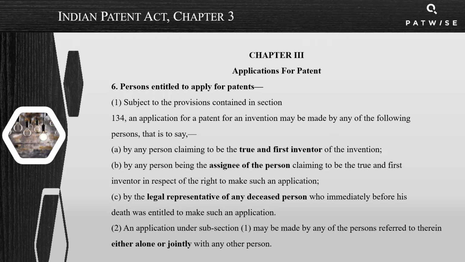Third is a legal representative of any deceased inventor or a deceased assignee. So before his death, if he has assigned his rights to his legal representative, then the legal representative can also apply for patent. According to subsection 2, all of the above three persons can apply individually or together, which means the inventor alone can apply for the patent, or the inventor along with the assignee can also apply for the patent.